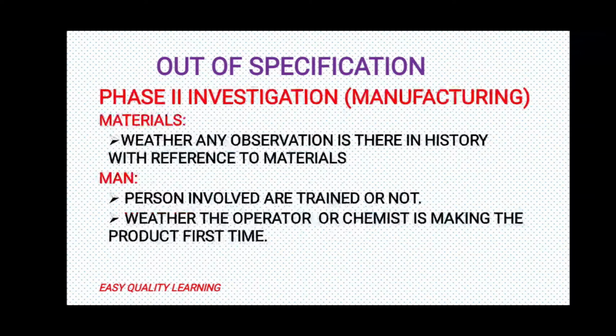Second part of investigation is man. The persons involved in that, are they trained or not, that we need to verify. So, whatever chemist or operators were doing the manufacturing activity, whether they were trained or not, that we need to verify with the documents. Whether the operator or chemist is making the product for the first time, so that also we need to verify, that this product is manufactured at site first time or many times we have manufactured this product.